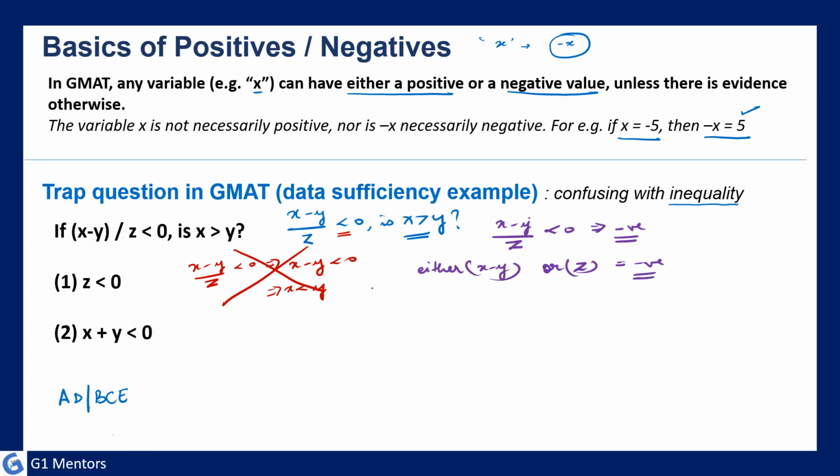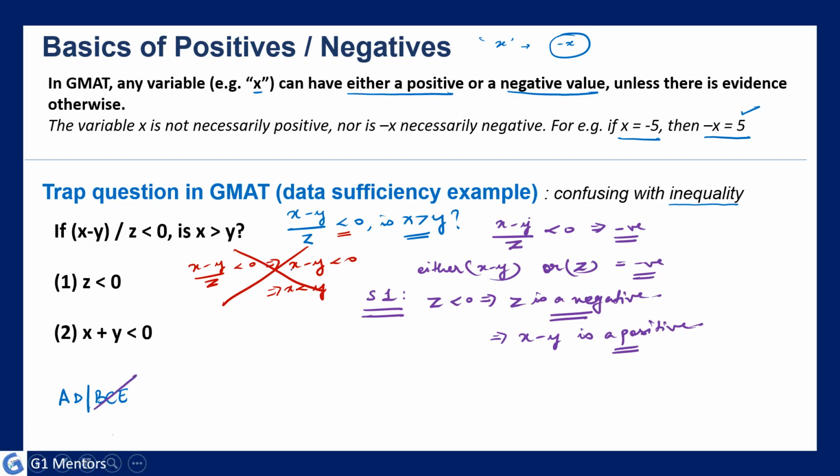Now let's take statement 1 alone. Statement 1 says z is less than 0. That implies z is a negative number. That implies that x minus y is a positive number. So that implies that x is greater than y. So we are able to solve the question by statement 1 alone. So we strike off BCE.